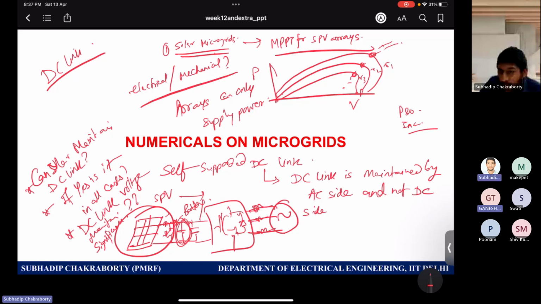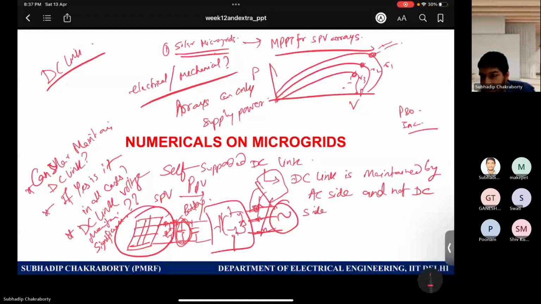Correct. Some loads may also be there. So the power flowing from the PV into the grid. Sound is breaking. In that scenario the power balance is satisfied. Ganesh. Yes, sir. You can mute also when you are not speaking.